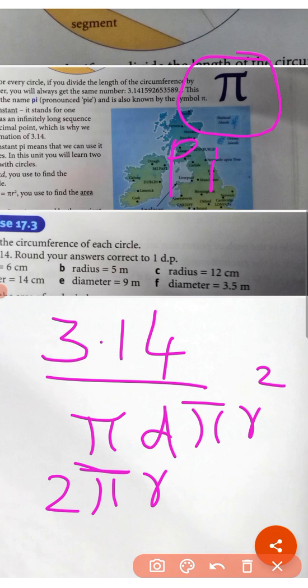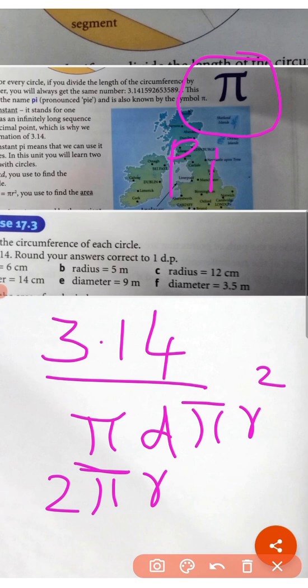Pi is a constant term. Here we are taking the value of pi as 3.14. The Greek mathematician Archimedes used this formula to calculate the area and circumference of the circles. In this unit, we will use this formula for finding the circumference and the area of a circle.